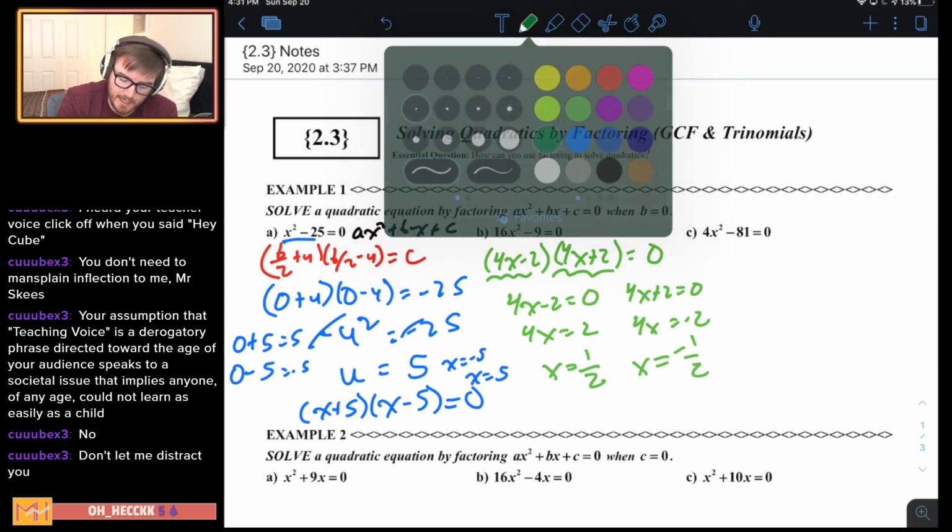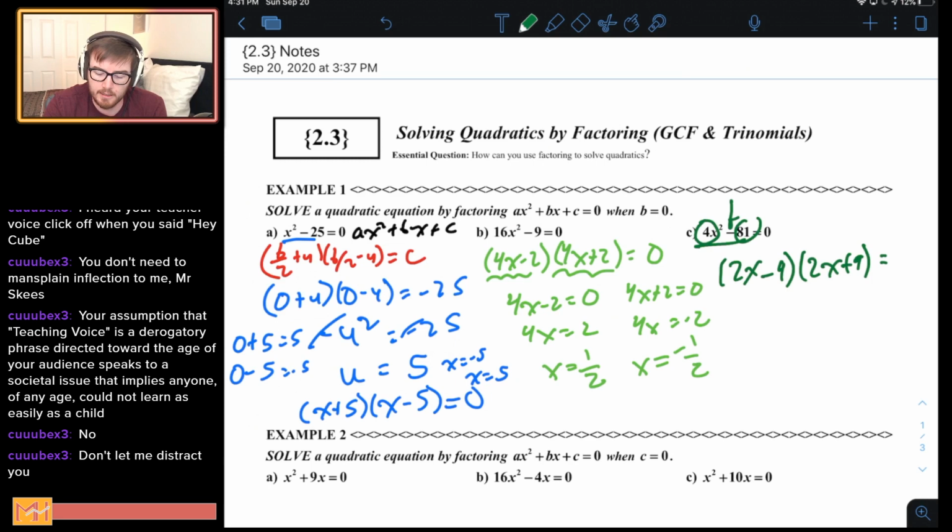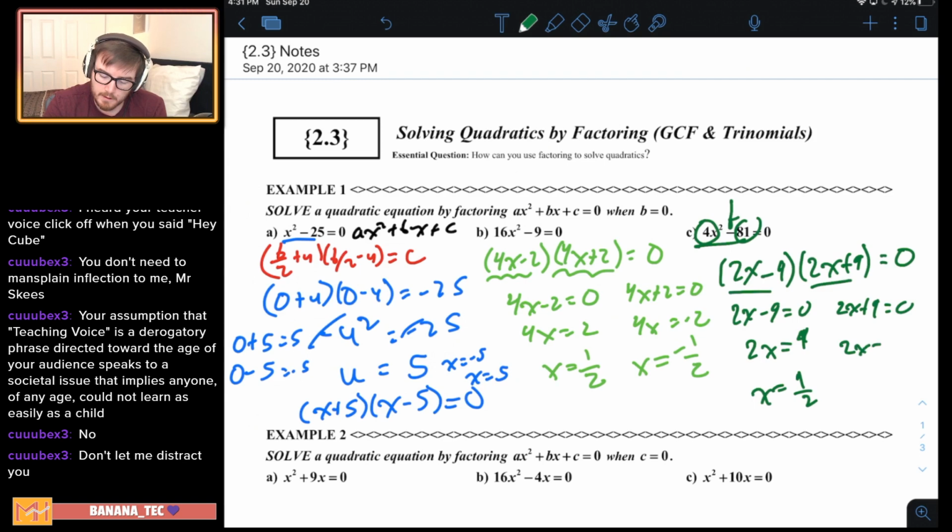I look at this and I instantly know, because it's a difference of perfect squares, 4 and 81, that it factors into 2x minus 9, 2x plus 9 equals 0. And I can set each of my factors equal to 0, and I get positive 9/2 and negative 9/2. Beautiful.